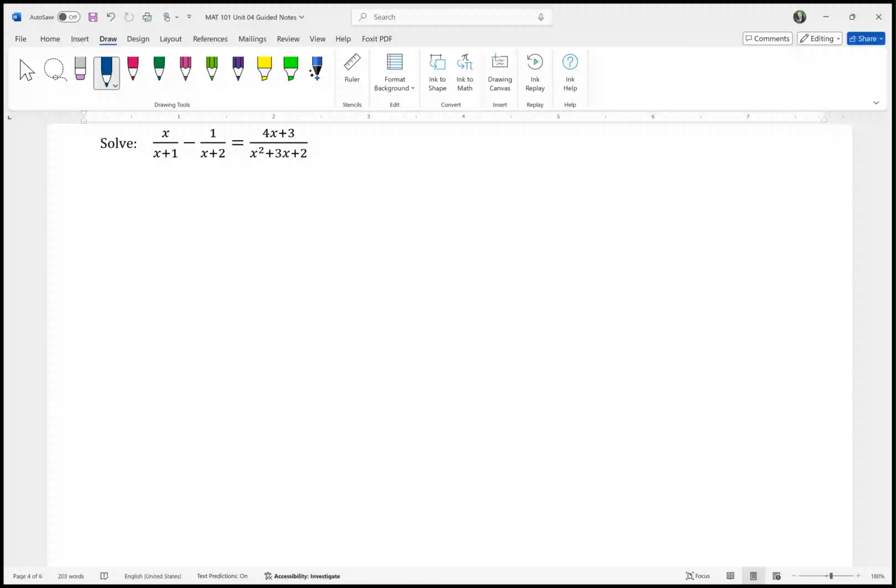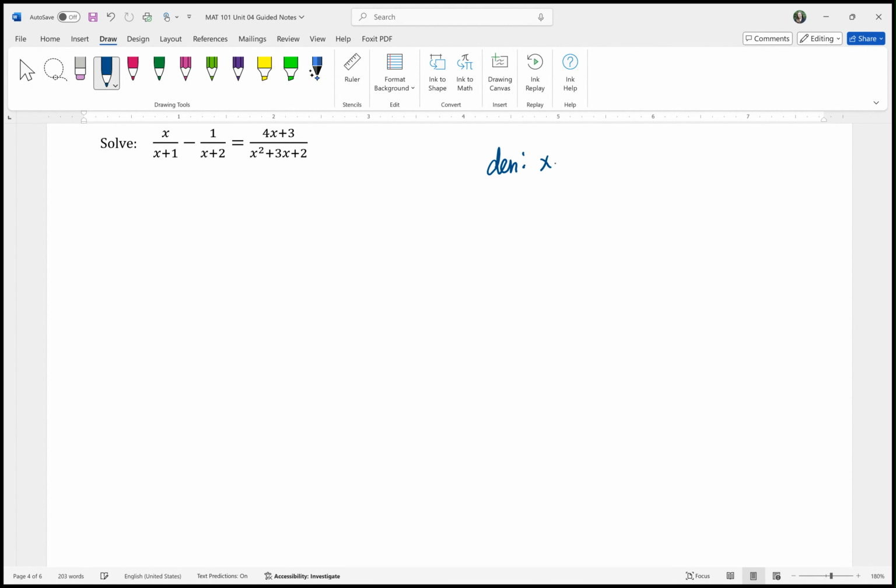Let's look at this rational equation. It is clearly a little bit more complicated than some of the other ones that we were looking at. So again, our steps are the same though. First, we want to find the LCD. That's going to be a little bit trickier with this. Our denominators, let's just list those out.